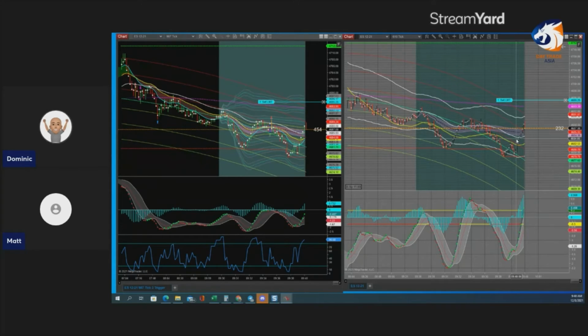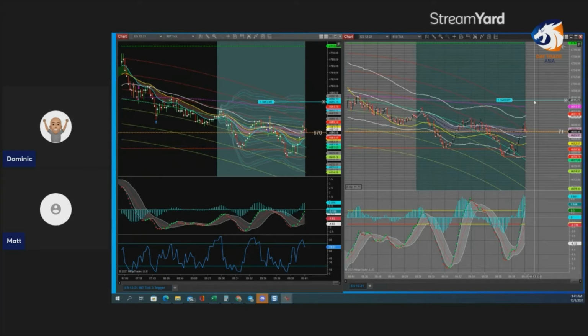It's almost like trying to stop a train, if a train is going down full speed ahead. So now here's the pullback. Let's see if it's going to continue going down.